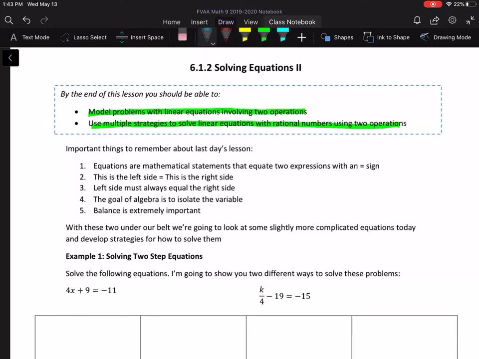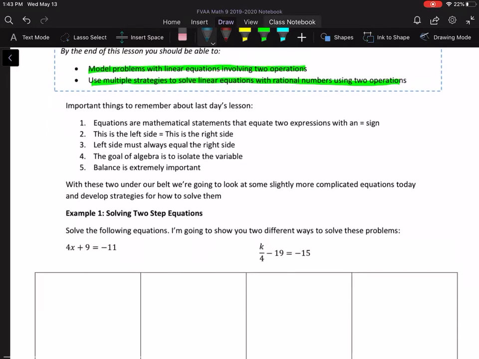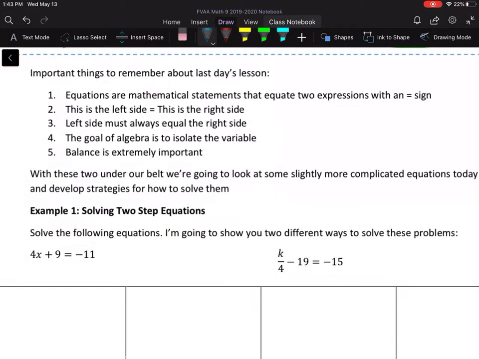And so important things to remember from last video that we made. One is that equations are mathematical statements that equate two expressions with an equal sign. So whatever is on the left side is equal to whatever is on the right side. The left side must always equal the right side, even though the left and right side may change based on the operations we do. They must still equal each other. Okay, the equation must remain true.